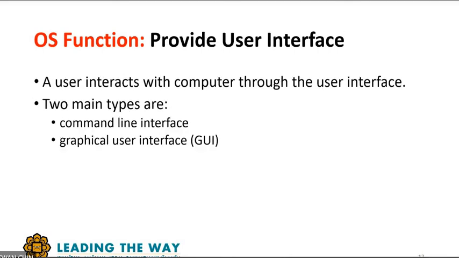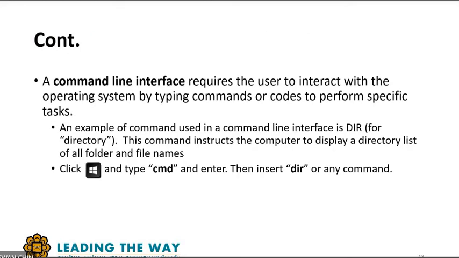Okay, provide user interface. This is how we interact between the user and the computer. We have two types. The first one is the command line interface, and the second one is the graphical user interface. So what is a command line interface? A command line interface requires the user to interact with the operating system by typing commands or code to perform a specific task. So that's the example below.